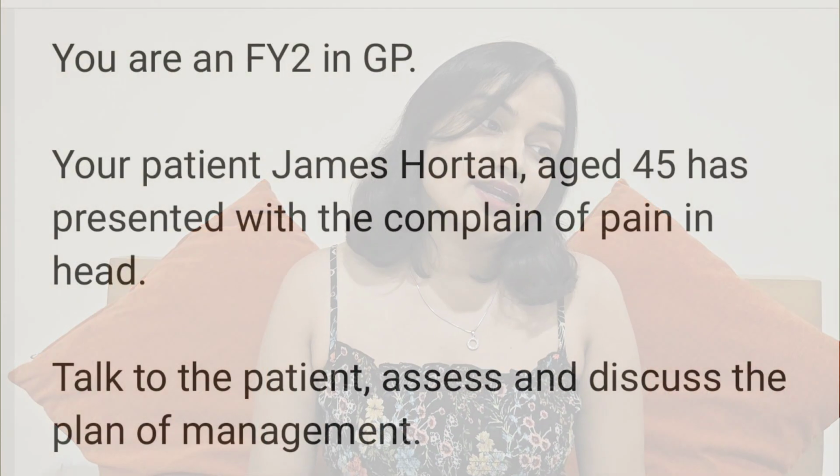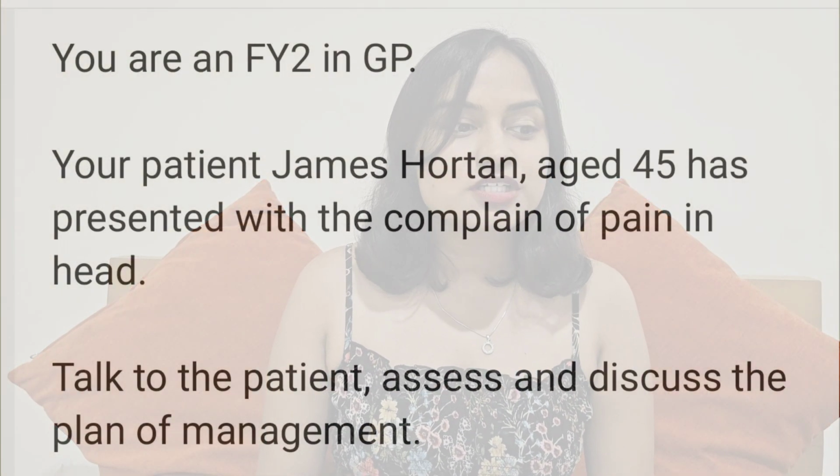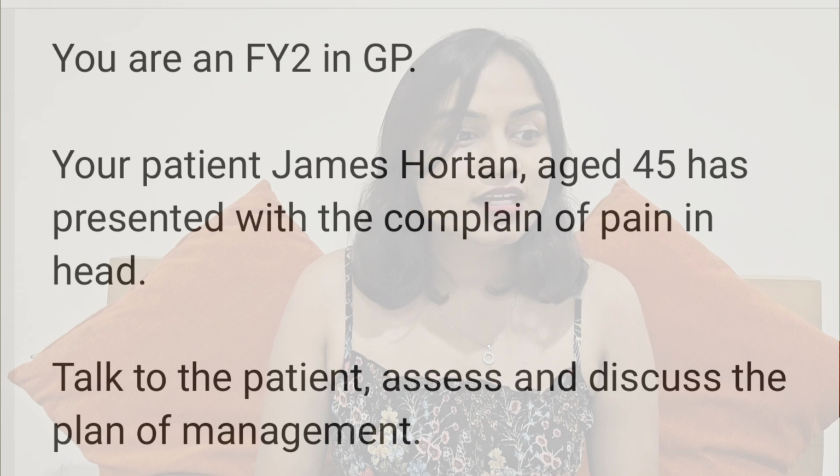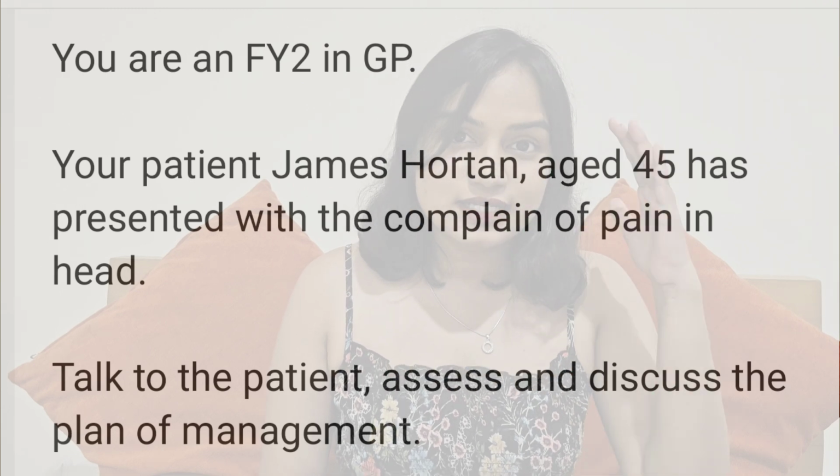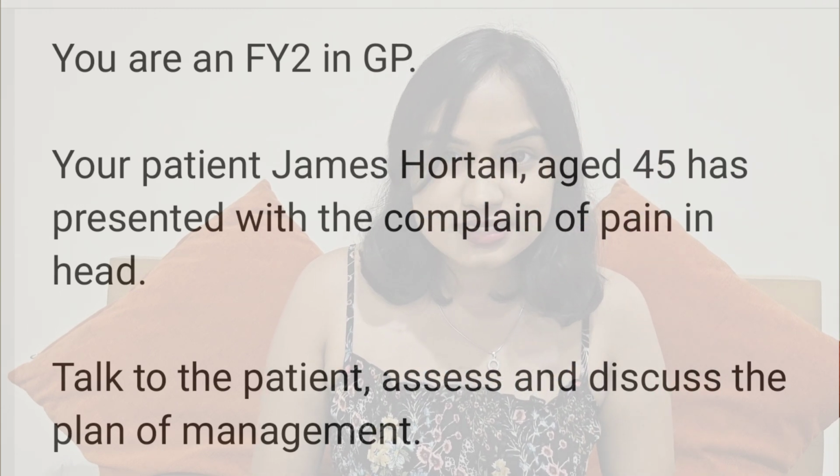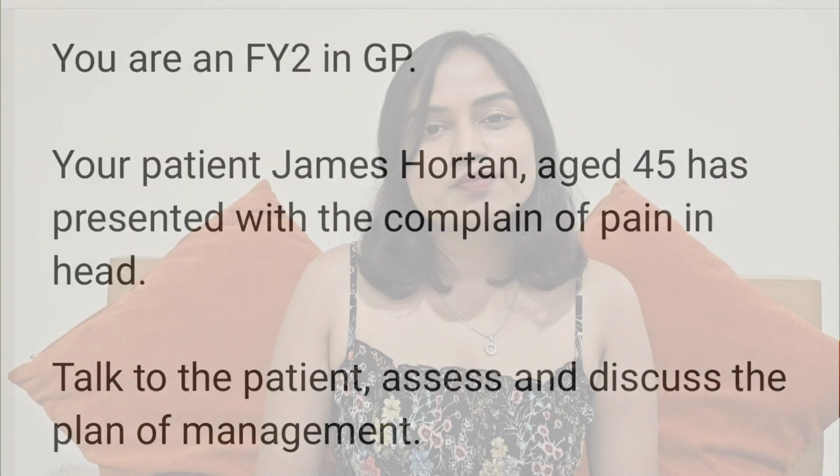Let's imagine that you're standing outside the GMC cubicle. There is a transparent plastic holder hanging just next to the door of the cubicle, with a paper inside where your station details are given. Let's see an example station, taken from the GMC website. You are an FY2 doctor in GP. Your patient, James Horton, aged 45, has presented with a complaint of pain in head. Talk to the patient, assess him, and discuss the plan of management.